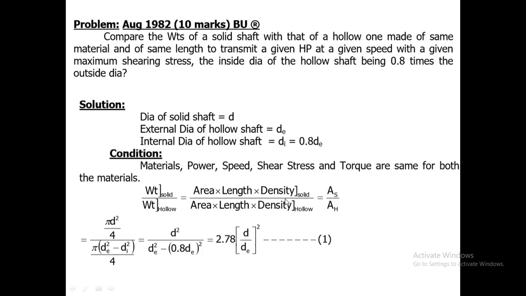So this density is again a property of the material, so it is different for different materials. So in this case, since it is the same material, density will be the same for both the hollow shaft and the solid shaft.